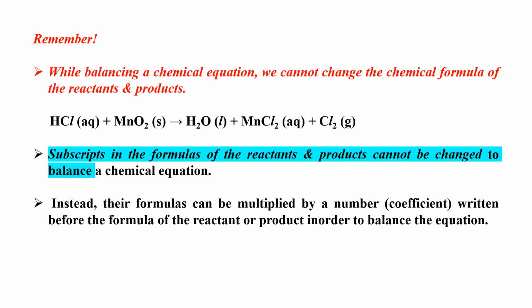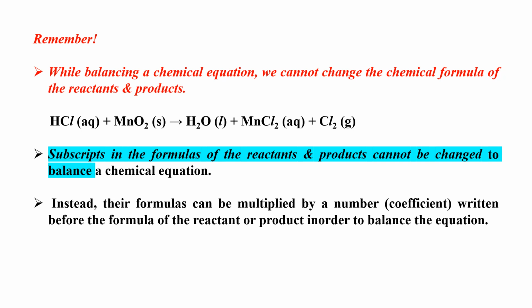So if you are trying to balance this, what will you do? You can multiply the entire chemical formula of HCl by a number which you write before the formula of HCl. Instead of that, you must not write the number 4 as a subscript of chlorine. If you do that, what would happen to the chemical formula?